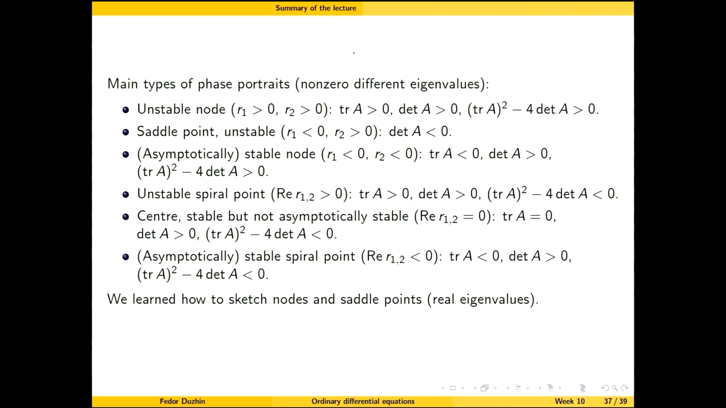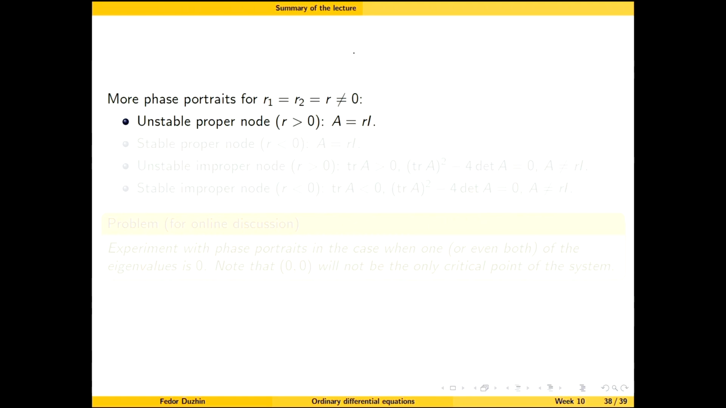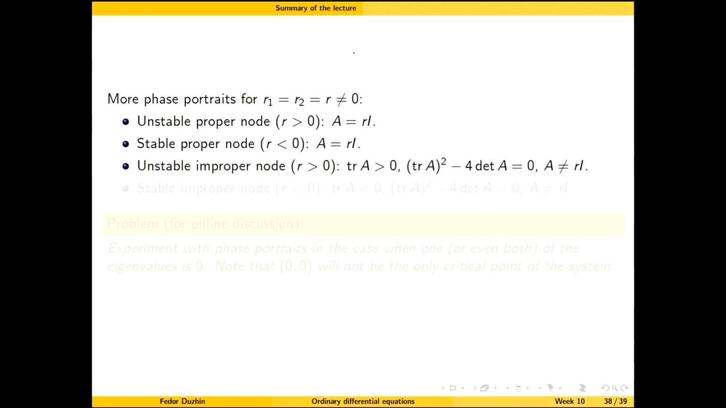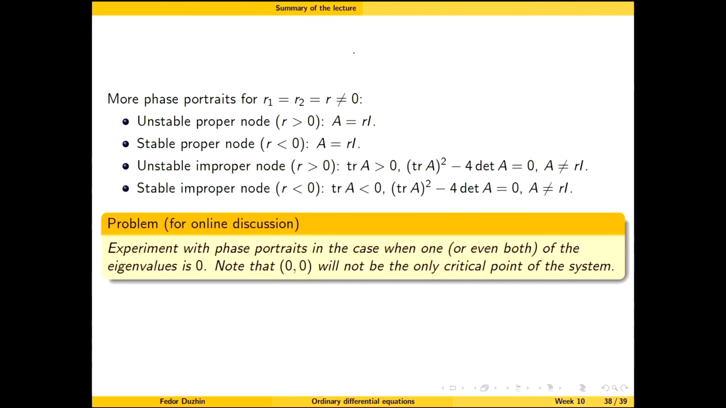Okay, then there could be more phase portraits which we did not really cover, just very quickly looked at. Unstable proper node, stable proper node, improper node, and, well, stable and unstable.